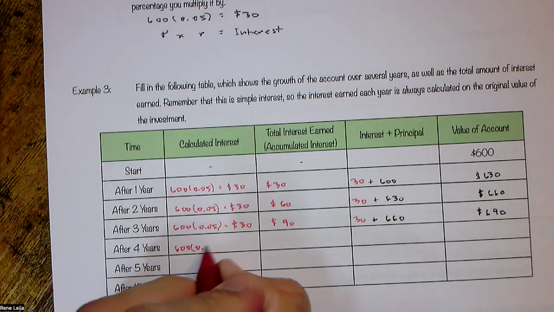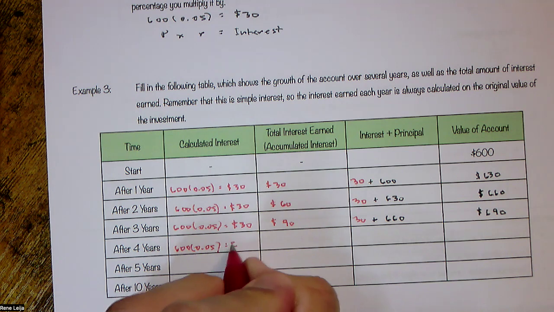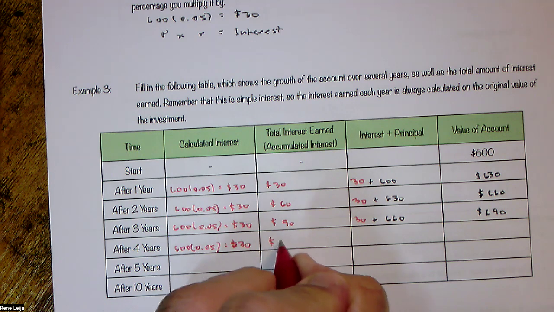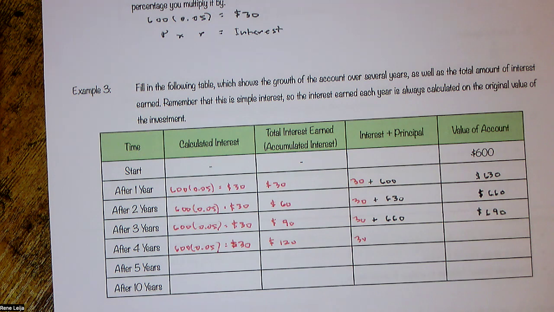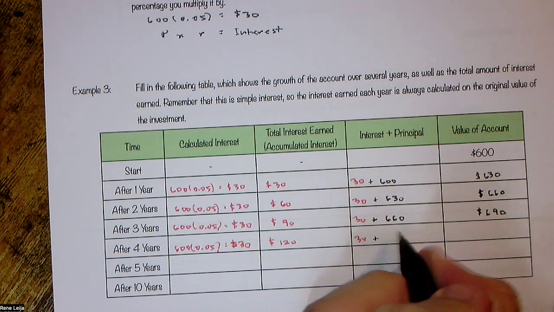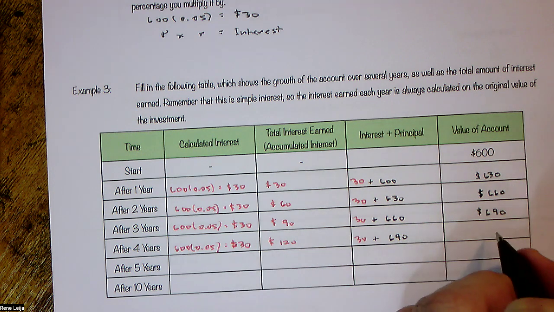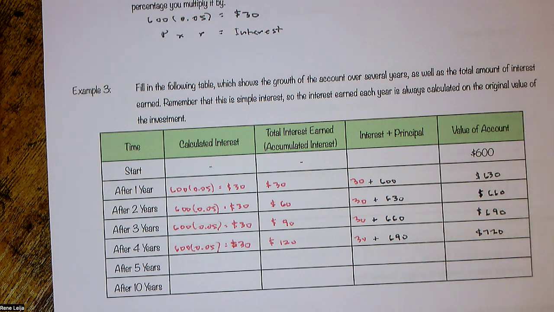And I'm going to just kind of fill this in because I think hopefully you are understanding what is happening here. So we take the interest that we earned after year four, and we're going to add it to the $690 that is now sitting in our account. So this gives us $720. Okay. Then after year five, well, again, 600 times 0.05.